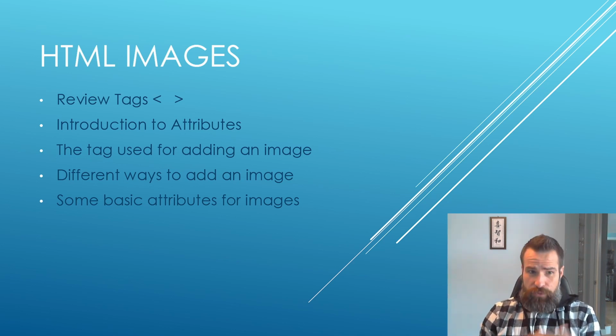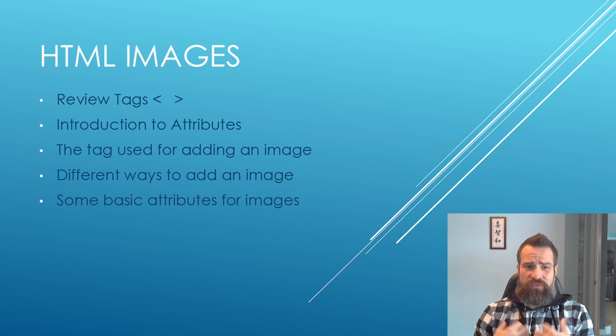The first thing I'm going to talk about in this video is just reviewing some tags. What are they? How are they used? We're going to talk about attributes, and then I'm going to jump into showing you the tag that's used to add an image to your page. And then I'm going to show you just a couple of different ways to link up an image to your HTML document. At the very end, I'm going to talk about a few of the attributes that are specific for images. And then that way you have a good idea of how to add images and then how to use the attributes that go with them.